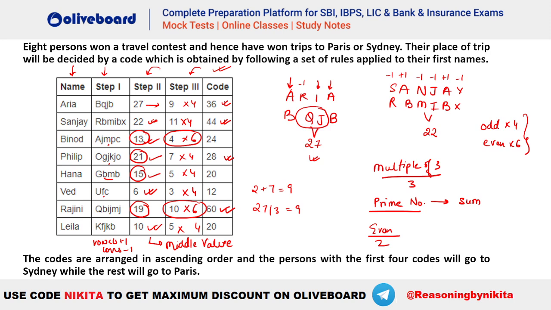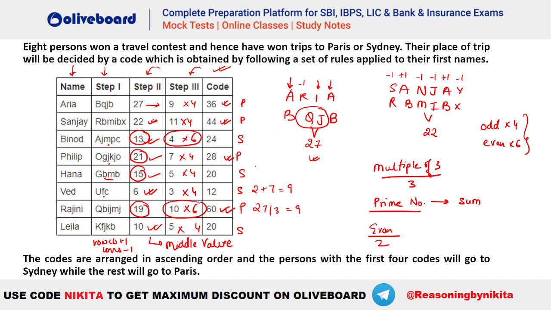So these 4 values will be going to Paris here, because we have to place it in the increasing order. So the first 4 smallest will go to Sydney, and these 4 will go to Paris here. That is 60, 36, 44 and 28 will go to Paris, and 20, 20, 24 and the other 20 go to Sydney. So you can see Ved going to Sydney, Hannah going to Sydney, Leela going to Sydney, and similarly Vinod going to Sydney. And these 4, that is Paris, Paris, Paris, and Paris.